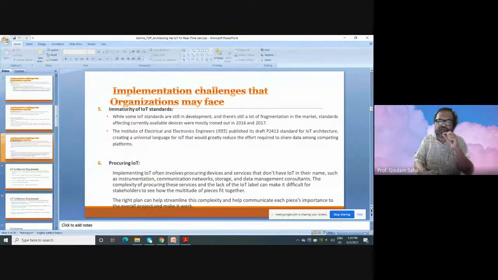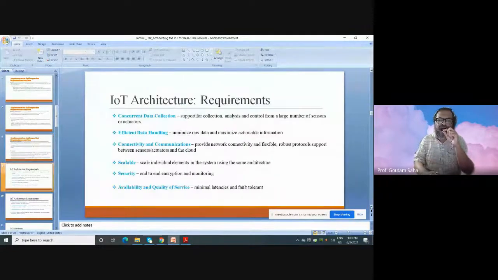Procuring IoT, so this is the problem. IoT architecture requires concurrent data collection, efficient data handling, connectivity and communications, scalability, security, and availability and quality of service. So this is very, very important. Whenever you make an architecture for a particular system where you are going to use your things, these things have to be taken care of.